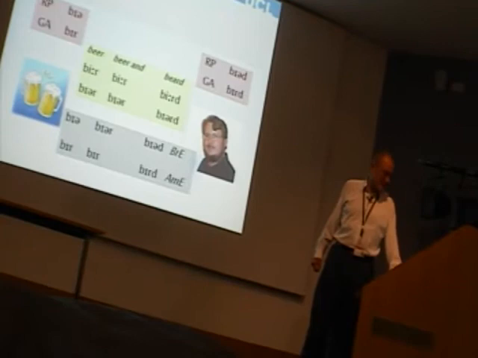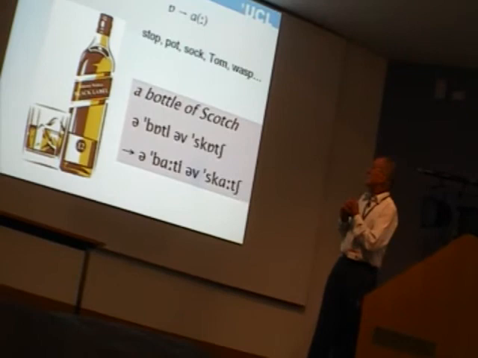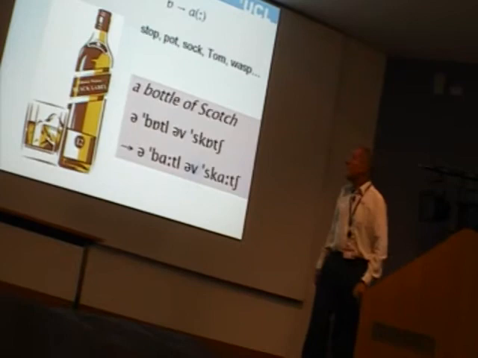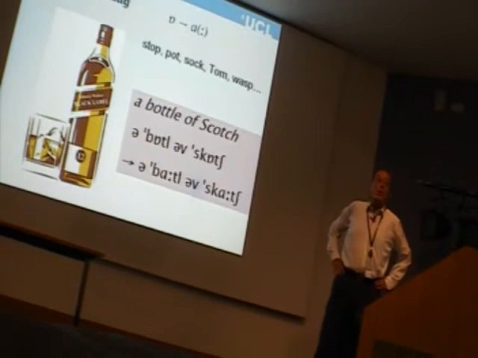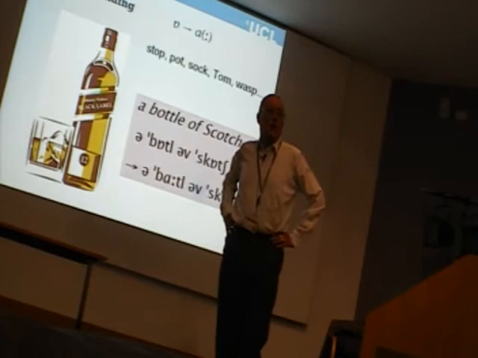The other well-known American development is the unrounding of the vowel in the lexical set LOT. So here you get a different vowel in lot. Stop becomes stop, top becomes top, sock becomes sock, Tom becomes Tom, wasp becomes wasp. And that nice phrase, a bottle of scotch, in American English sounds quite different.